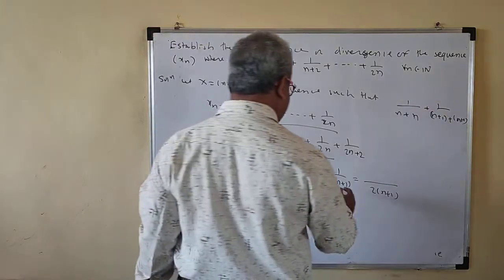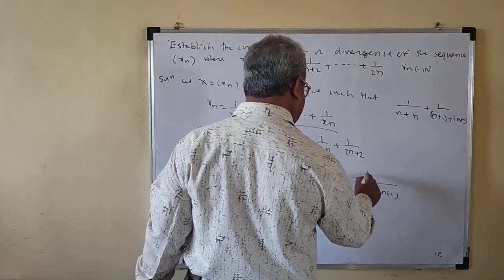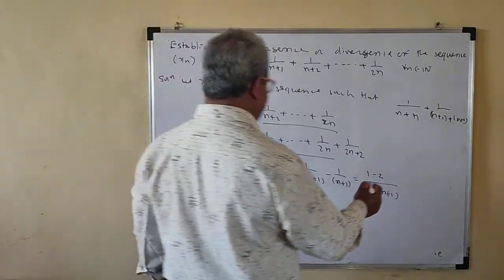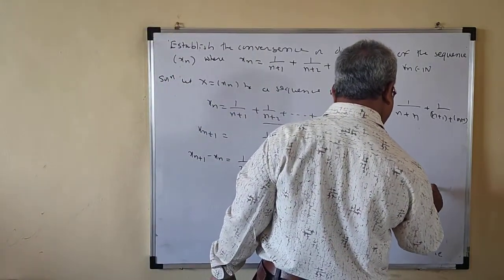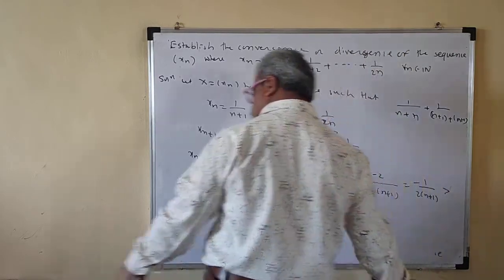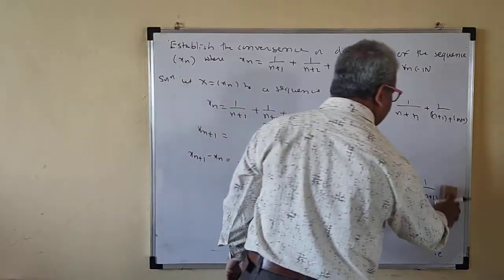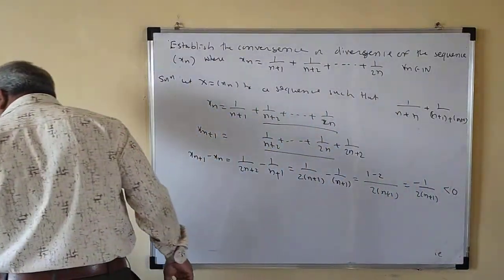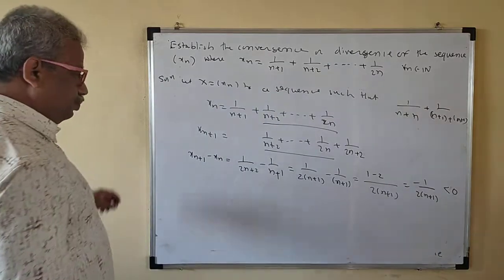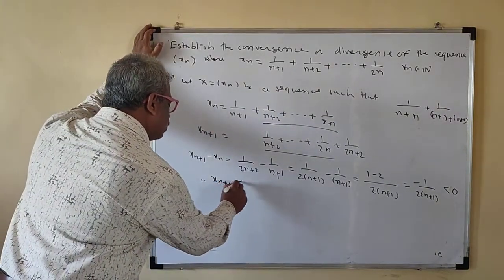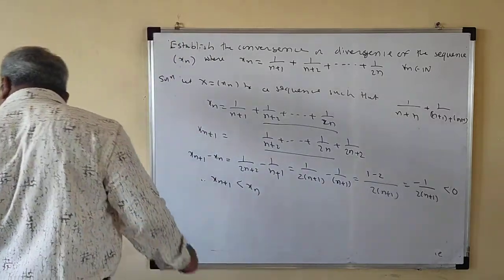So what is this then? Here it is 1 minus 2 now. We have to multiply it. So this is minus 1 upon 2 into n plus 1. So this is less than 0. Therefore x(n+1) is less than xn.